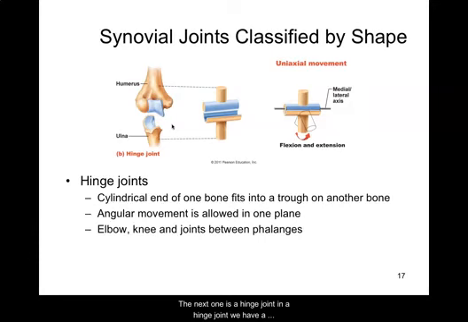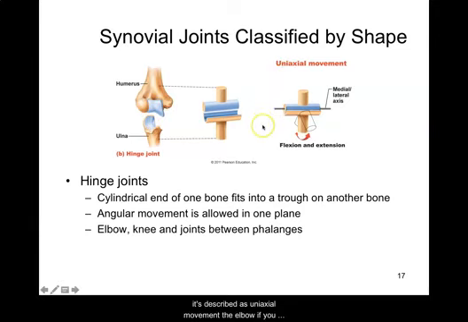The next one is a hinge joint. In a hinge joint, we have a cylinder-shaped end of one bone fitting into a trough, kind of like a cup shape of another bone. An example of this is the trochlea of the humerus fitting into the trochlear notch of the ulna. This is located at your elbow. Hinge joints are only going to allow movement in one plane. It's described as uniaxial movement.